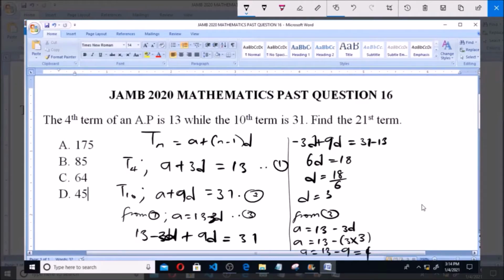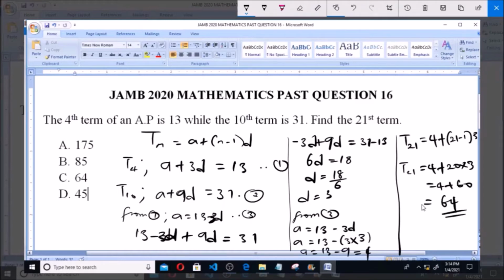Now since we have the value of the common difference, d, and the value of the first term, a, we can now find the 21st term, T21, which is equal to 4 plus (21 minus 1) multiplied by the common difference, which is 3. So T21 is equal to 4 plus 20 multiplied by 3, which is 4 plus 60, and that is equal to 64. So the 21st term of this AP is 64.